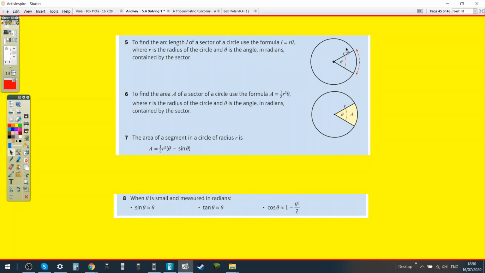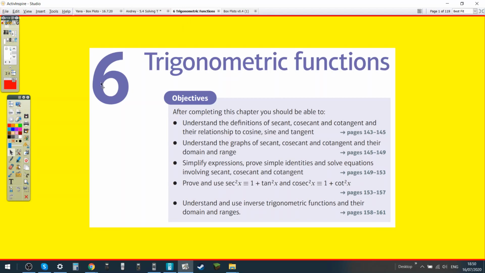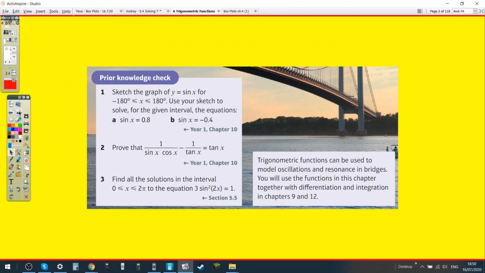Arc length is r theta in radians. Sector area is a half r squared theta. And the area of a segment is a half r squared, theta minus sine theta. Fair enough. And then we had those small angle approximations. We can start chapter 6. Yep, it's also trig. Oh no. And arguably the hardest in all of A-level, I find.